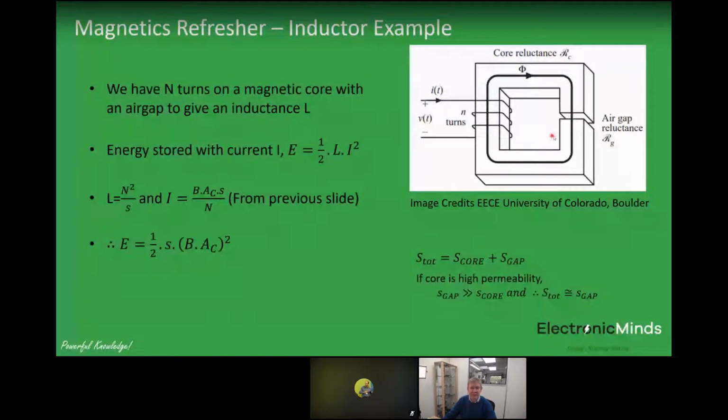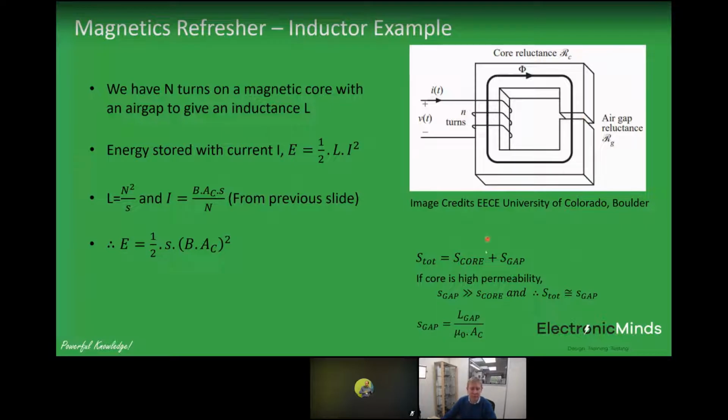Now, if your core is very, very high permeability, like a μr of 1,000 or 2,000, something like that, actually the reluctance of the core is tiny in comparison to the gap. So the gap reluctance, S gap, is very, very much greater than the core reluctance. And therefore, the total reluctance of that magnetic circuit, you can approximate as being the total reluctance of just the air gap itself. And that might be a very small gap, but it dominates the magnetic behavior.